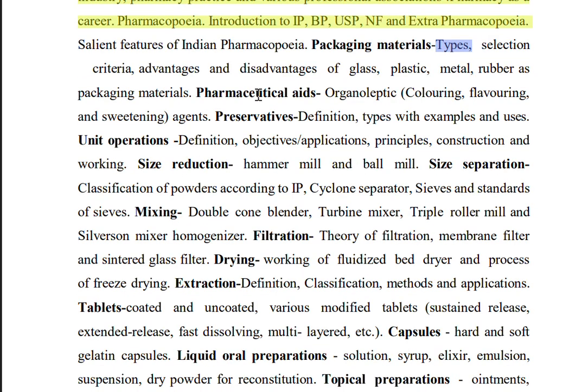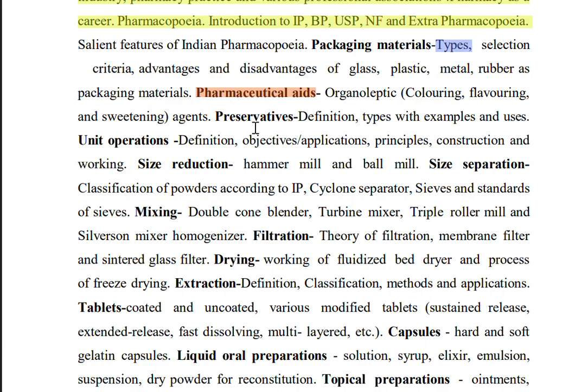The third topic is pharmaceutical aids. Remember these pharmaceutical aids, as the majority of questions are asked from this, such as organoleptic properties, color, flavor and sweetening agents. Name one of the artificial sweeteners used in tablet formulation. Yeah, aspartame. It has different concentrations, which one is carcinogenic, and how much sweeter it is compared to sucrose. So you have to focus on this area much more.